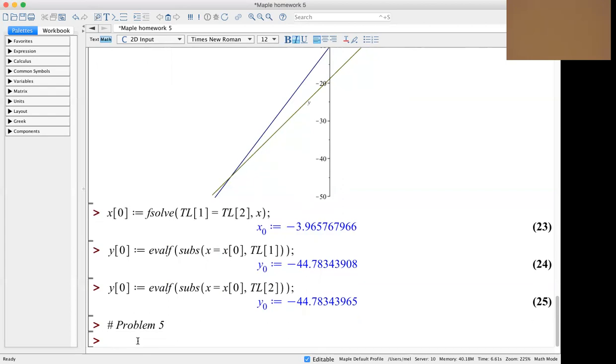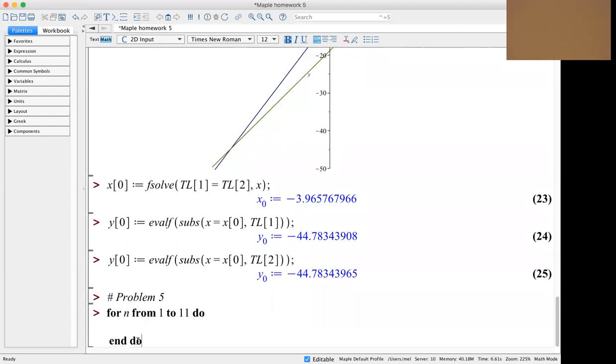Problem 5 is to write a loop to solve a sequence of equations. So you just write for n from 1 to 11 do, and I always put that in first. And I want to solve the equation x cubed minus 81 times x minus 6 plus n equals 0 for x. And maybe I'll do fsolve just to get a simple looking answer.